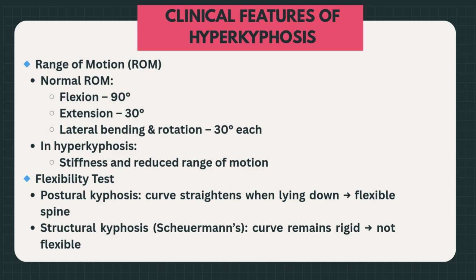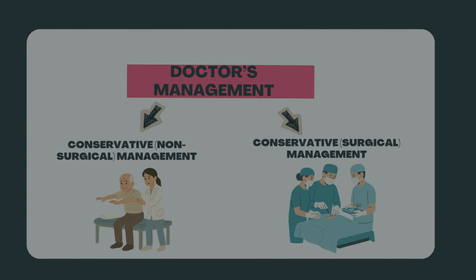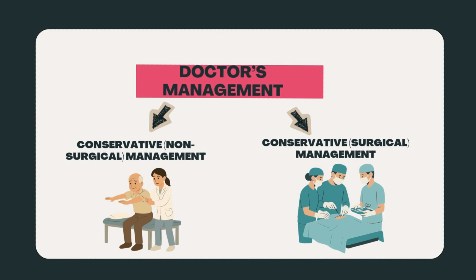Flexibility test. Postural kyphosis: the curve straightens when lying down, which equals a flexible spine. Structural kyphosis, Scheuermann's: the curve remains rigid, which equals not flexible. Doctor's management for hyperkyphosis is divided into 2, which is conservative non-surgical management and surgical management.